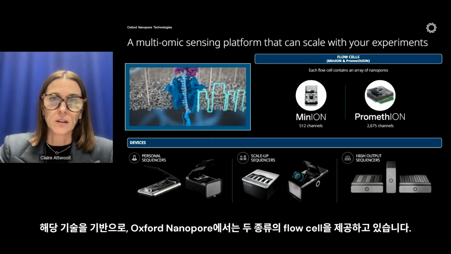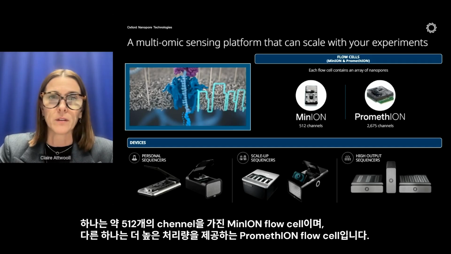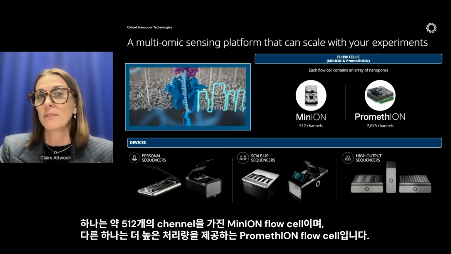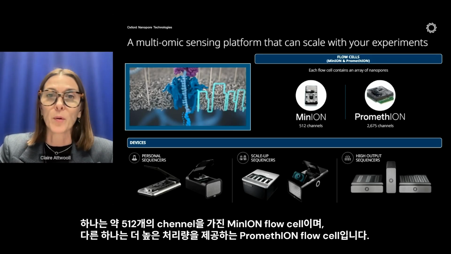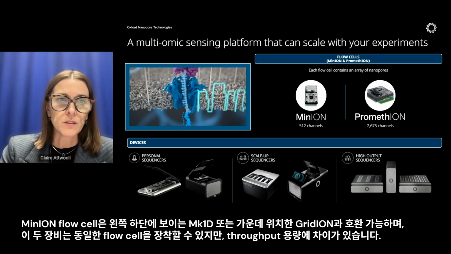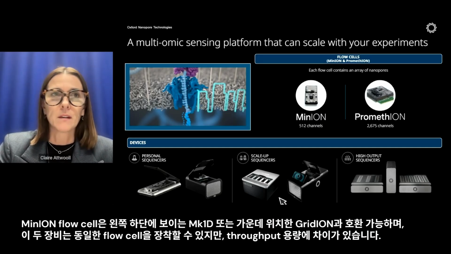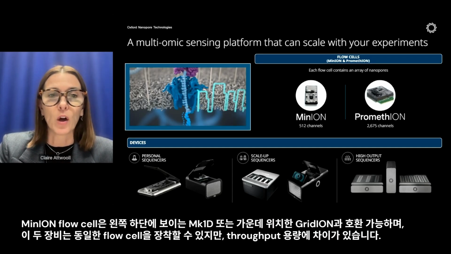So we've taken this technology and we really have two core flow cell sizes. We have the MinION flow cell, which has 512 channels, or the PromethION flow cell, which is our larger output. And then we have different devices that can run these flow cells. So the MinION runs on either the Mark 1D, which you can see here on the left, or on the GridION, which is this one in the middle here. They are essentially the same flow cell holder, just a different throughput capacity.